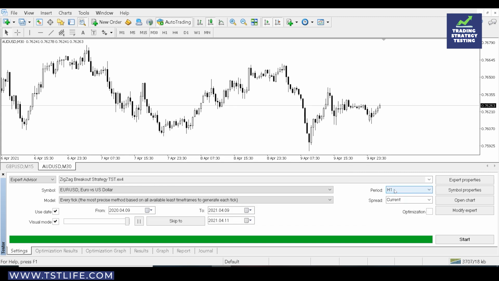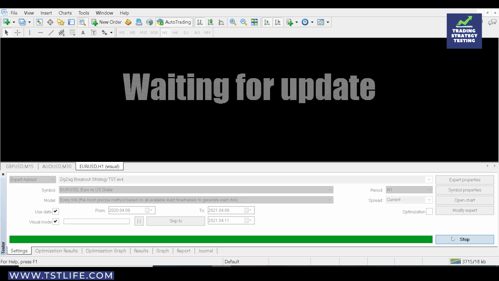We will keep the other backtest settings as they are in order to compare the results at the end. We are running this strategy on the 1-hour time frame.